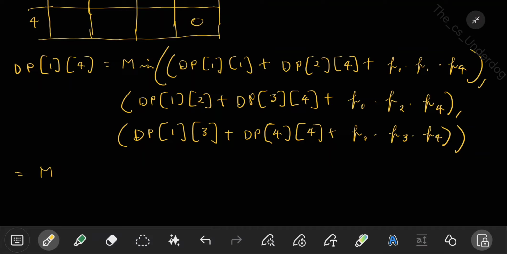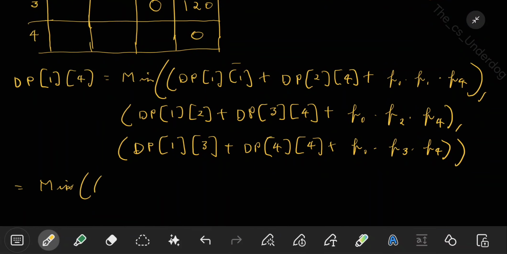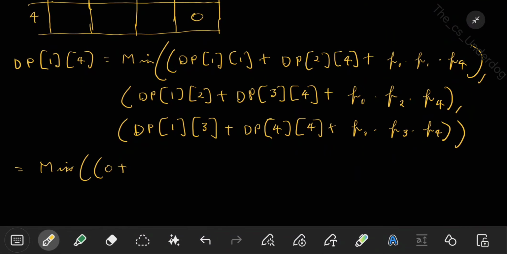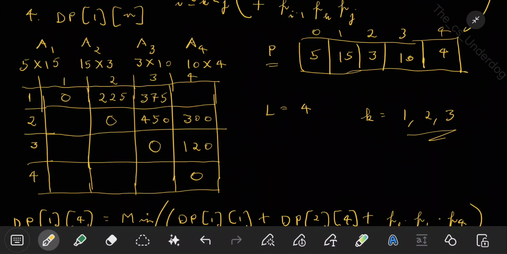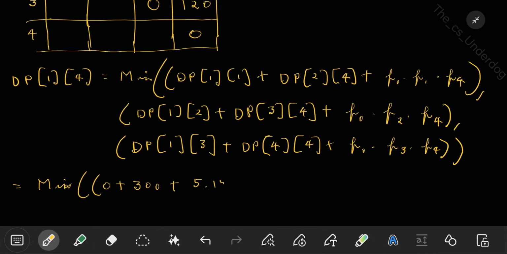This is equal to minimum of, what is dp11? Let us go back to the table. dp11 is 0. So this will be 0 plus what is dp24? dp24 from table is 300. So this will be 300 plus what is p0, p1, p4? p0, p1, p4 will be 5 into 15 into 4. So this will be 5 into 15 into 4.